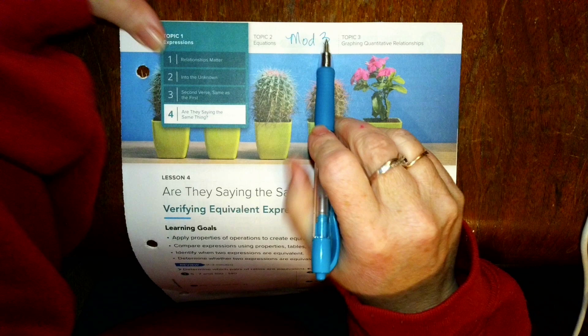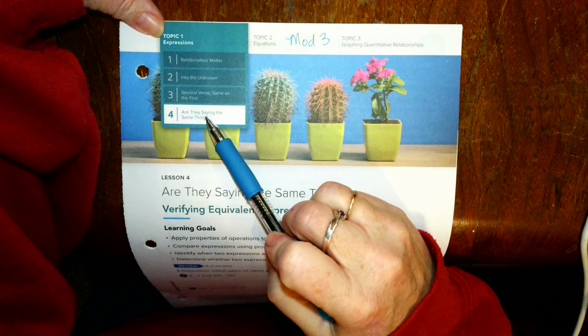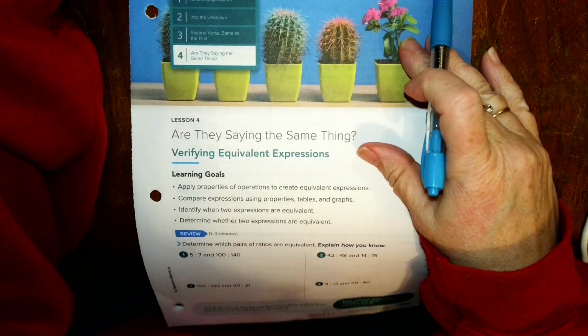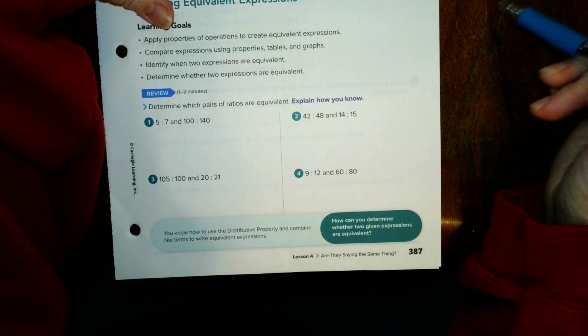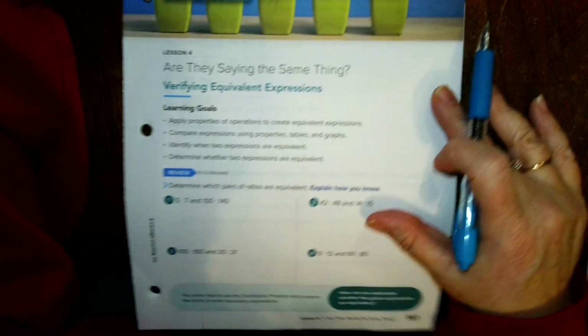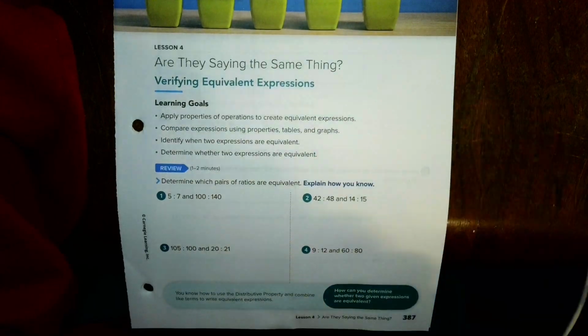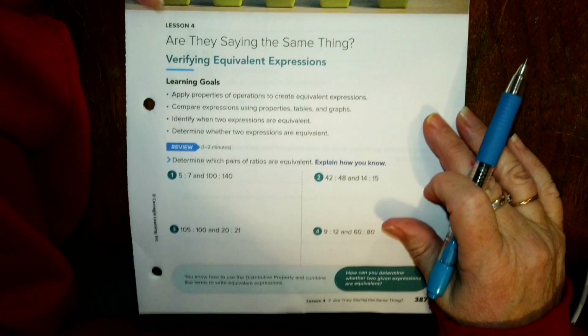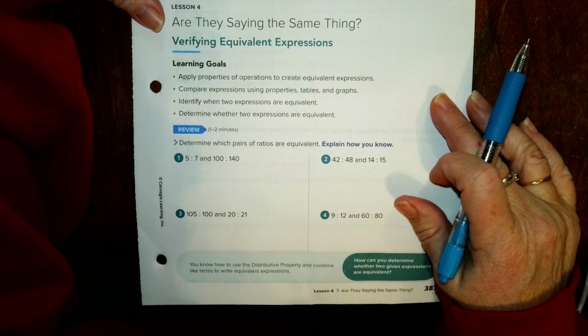In Module 3, we're still on Topic 1. We are on Lesson 4 this time, and we are on page 387. Okay, so let's get started. So it says, are they saying the same thing? So we're verifying equivalent expressions.